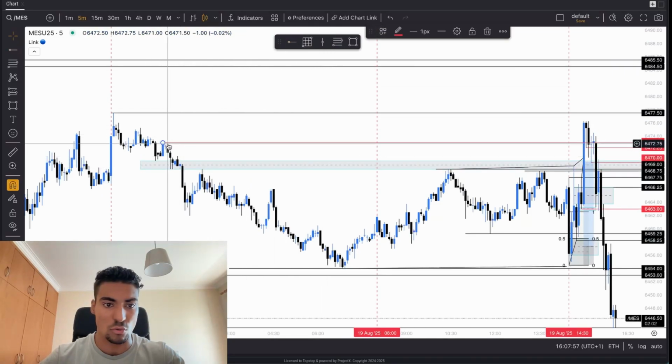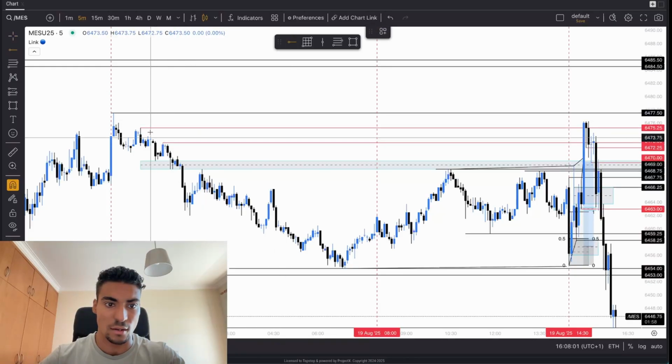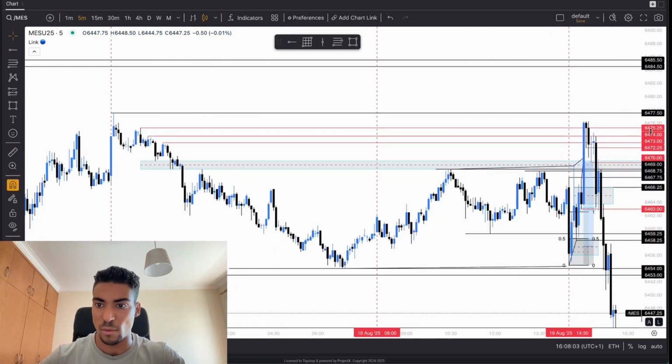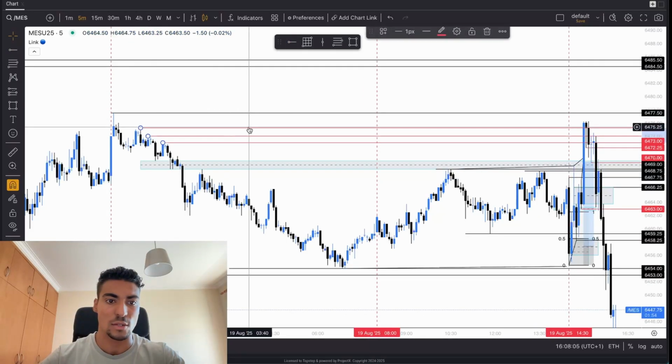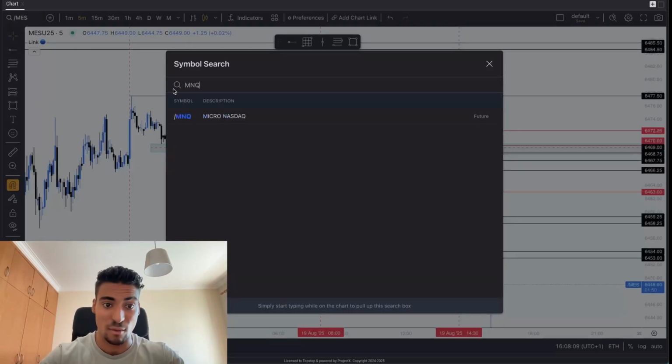So 5 minute highs, boom, swept. 5 minute highs right here, boom, swept. Everything that we have here, low time frame, low resistance, boom, swept. We swept all the liquidity. What happens next? We create even more bearish SMTs.